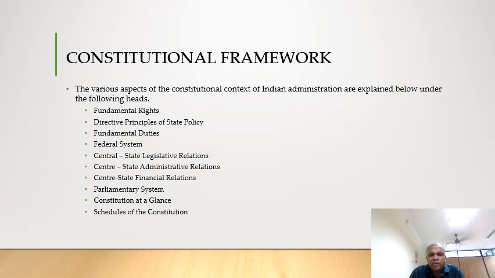Number two, fundamental rights. We have such a list of fundamental rights according to law. Number one, right to equality. Number two, right to freedom. Number three, right against exploitation. Number four, right to culture. Number five, right to education. These are the fundamental rights the Constitution of India provides to the people. And the last one, very important, constitutional remedies, is the major part of fundamental rights.